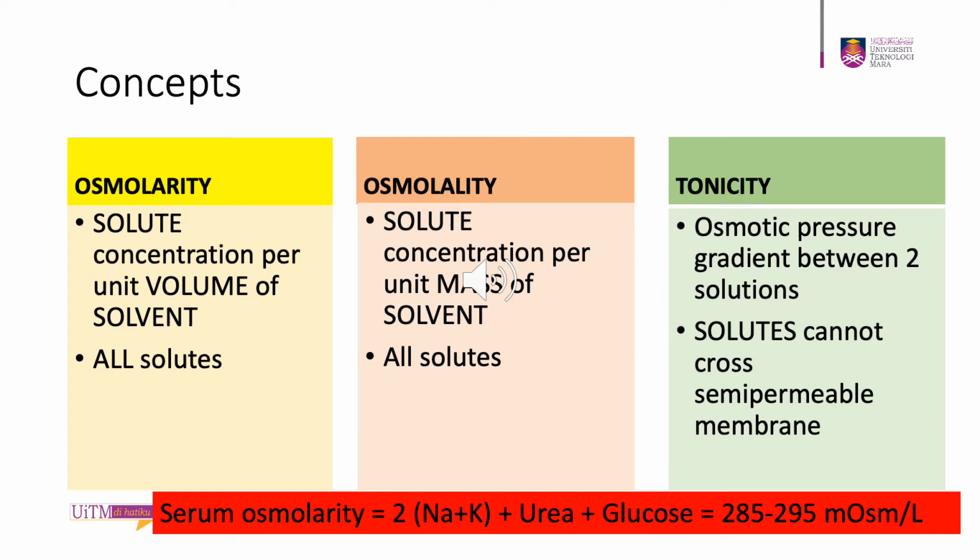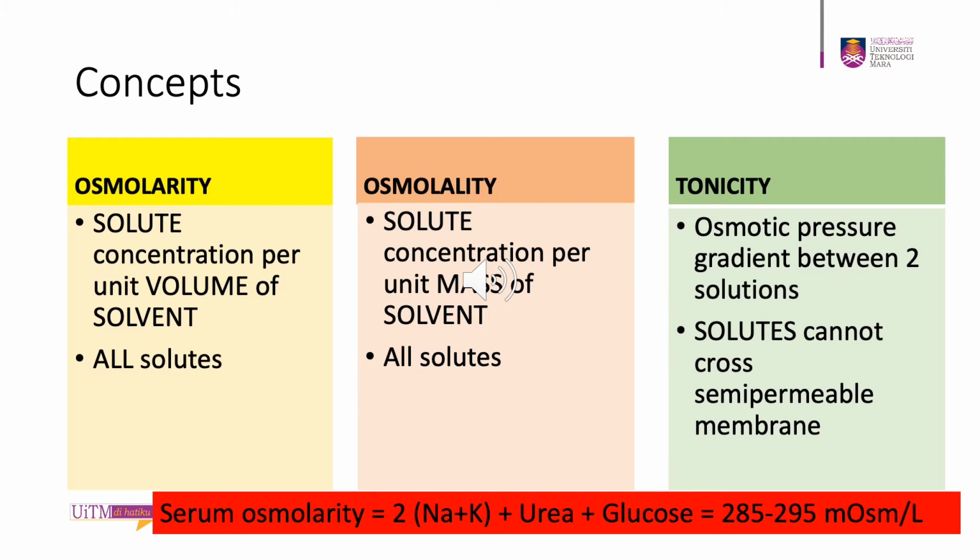So what makes water move? There are three things in general: the osmolarity, the serum sodium, and the oncotic pressure. And that brings us to the concept of osmolarity and tonicity. Osmolarity is 2 times sodium plus potassium plus urea plus glucose, which gives us 285 to 295 milliosmol per liter. Osmolarity is measured when you calculate all solutes, which are the sodium, potassium, urea, and glucose.